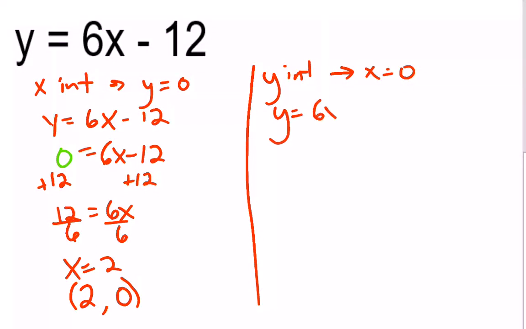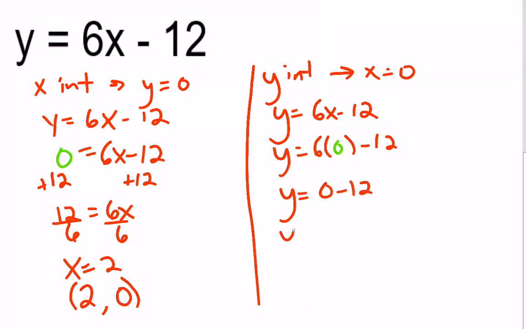Same idea for the next part. y equals 6x minus 12. And then we're going to substitute in 0 for x. So 6 times 0 is 0, and 0 minus 12 is negative 12. So the point 0, negative 12.